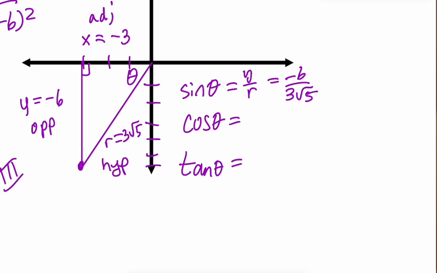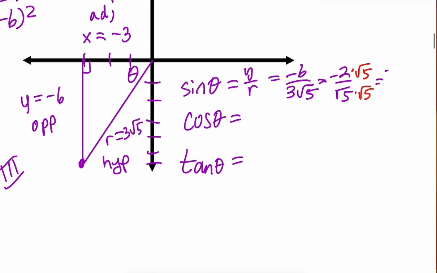Well, 3 goes into 6 2 times. So let's rewrite that like that: negative 2 over radical 5. And then to rationalize, just multiply by that same radical on top and bottom. So we get negative 2 radical 5 over 5. So when it says exact values, I want it in reduced radical form, no decimals.